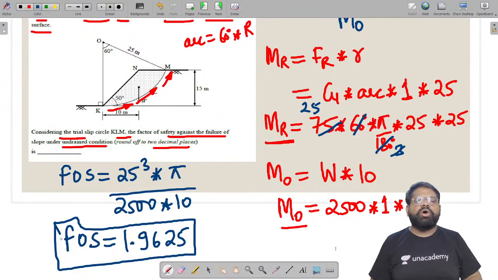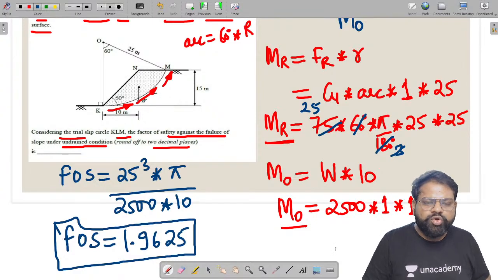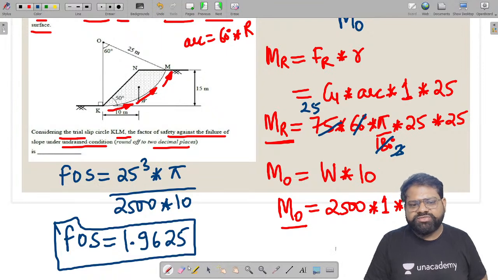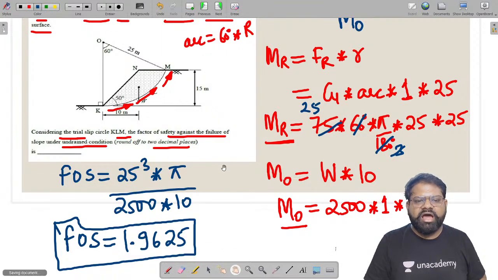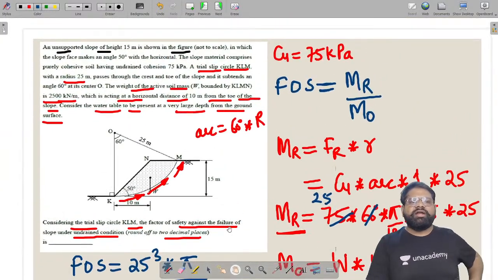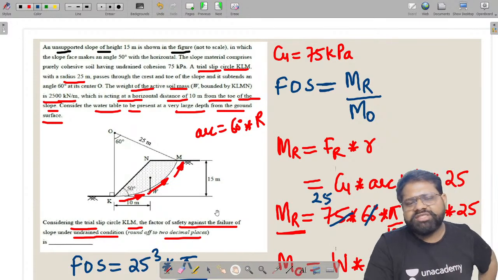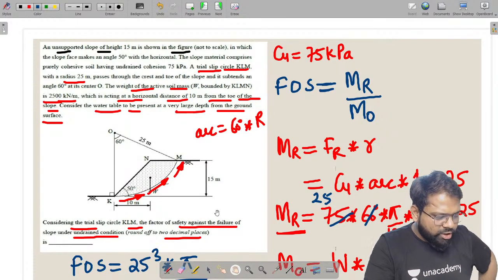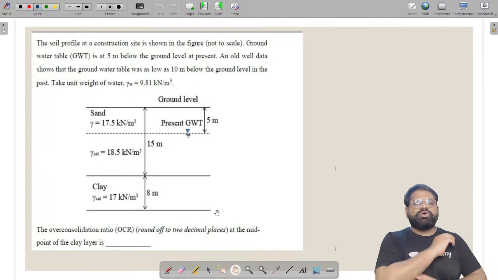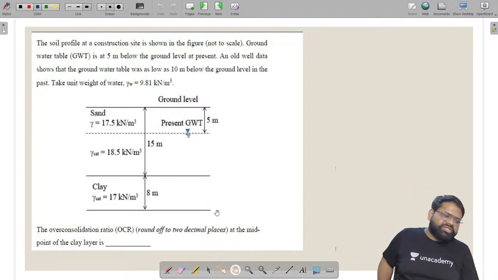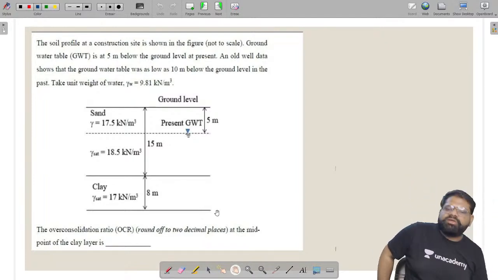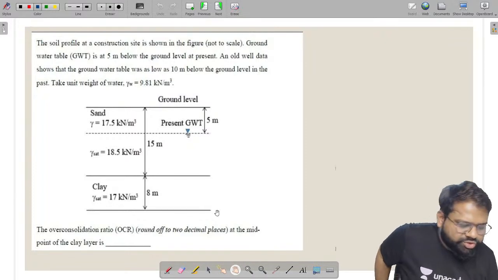The answer comes out to be 1.9625, which is the factor of safety against rotational failure. I hope you understand. Moving forward, it is an extremely easy question. If you have studied even a little of stability of slope, you can do it. Next question, it is also a very beautiful question. Just read it and try to solve this question.